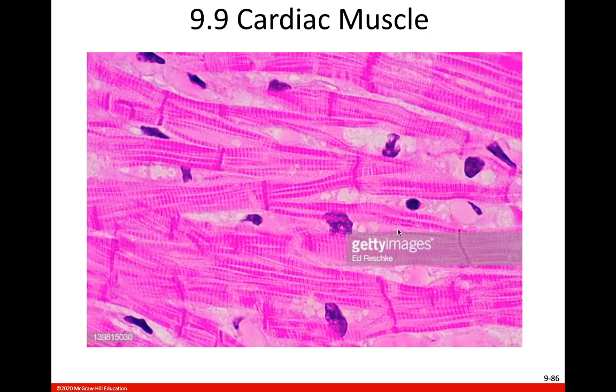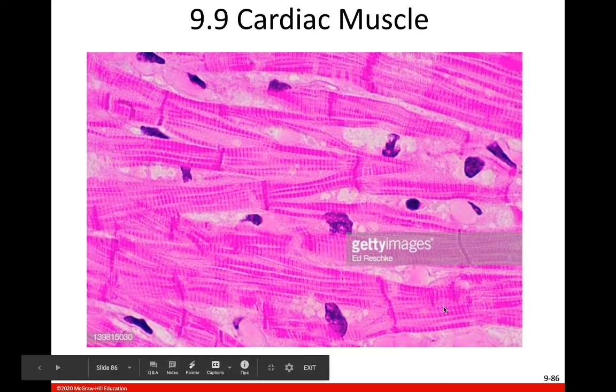Here we have a picture of cardiac muscle. You can see the striations. You can see the intercalated discs, which are those gap junctions that allow ions to move between cells so that contraction can be conducted smoothly across the entire muscle, similar to the visceral muscle in our digestive tract. And then you can also see the branching. Remember that cardiac muscle cells are the only ones that actually branch.